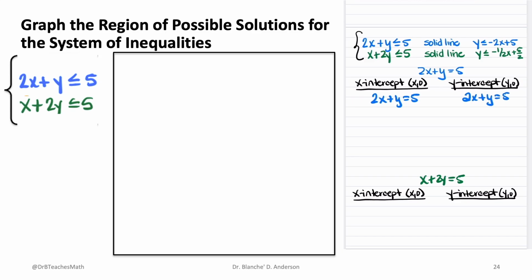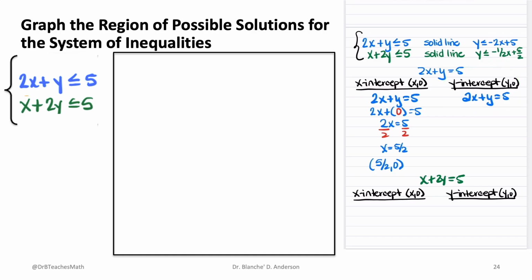To find the x-intercept, we set y equal to 0 and solve for x. So we have 2x equals 5. We're going to divide both sides by 2, and we end up with x is equal to 5/2. So when y is 0, x is 5/2. So that's 1 point.